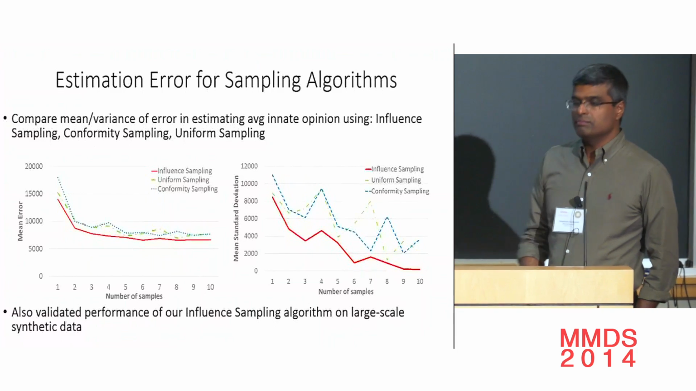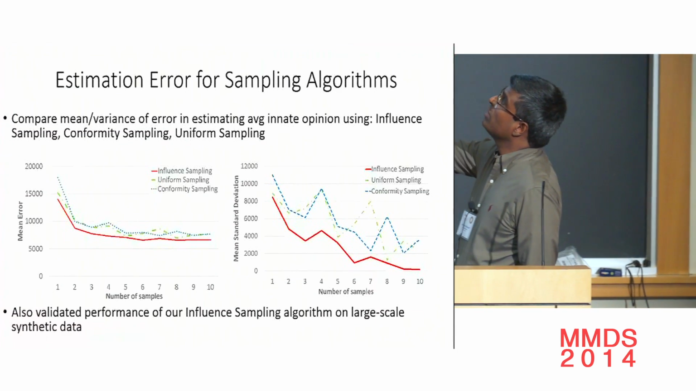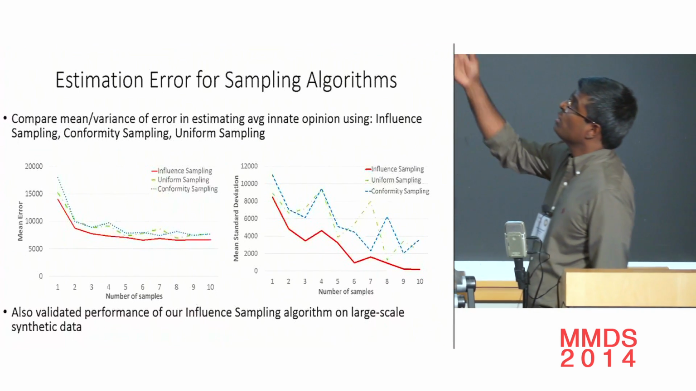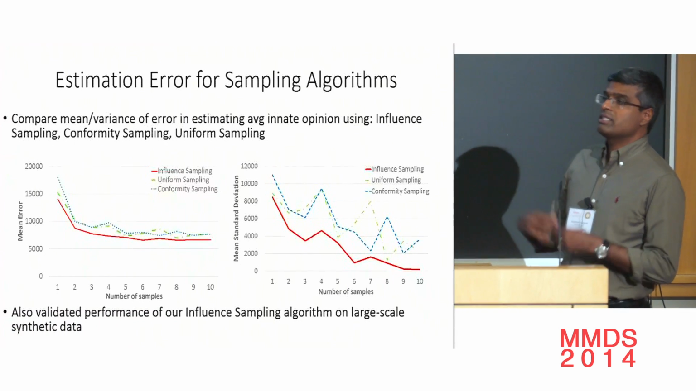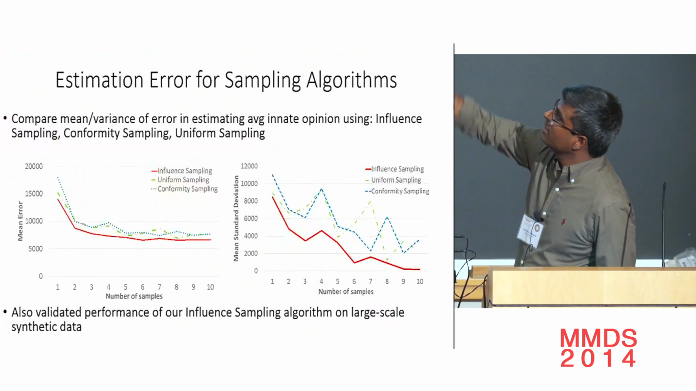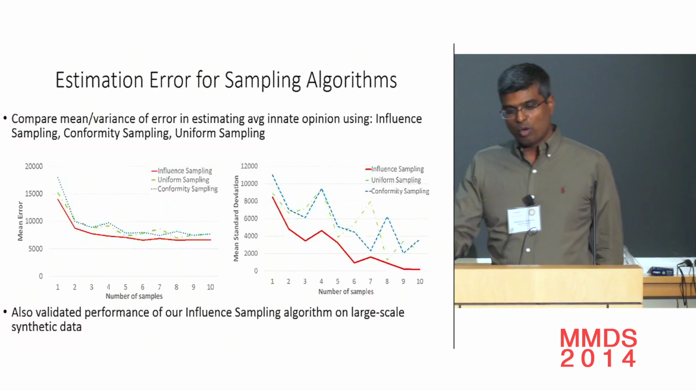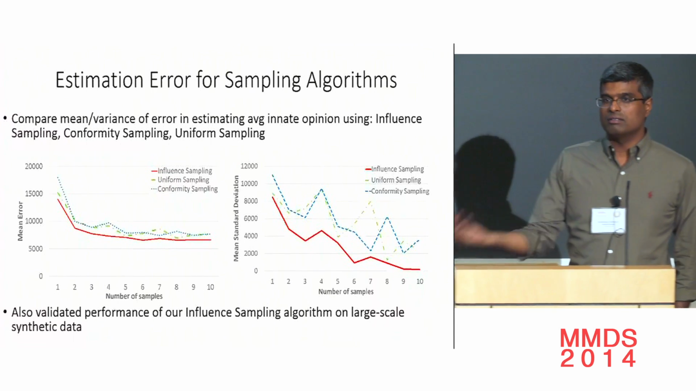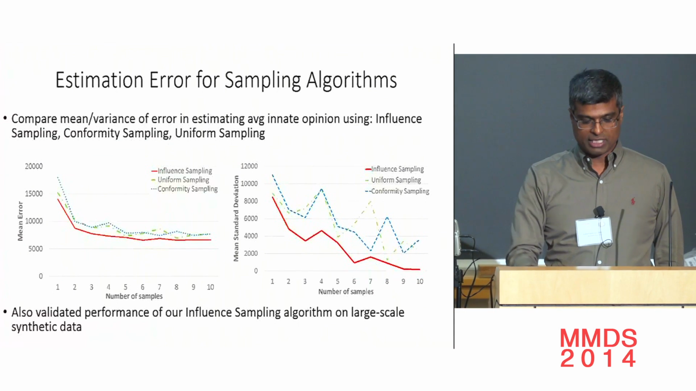And then, of course, what the slide is telling us is that if you do influence sampling according to our algorithm, we actually reduce the variance in the answer as well as the actual error itself. I think the y-axis there is the actual error itself. We can normalize that and could have presented it in a slightly different way. But we show that we can estimate it much better than uniform random sampling or even conformity sampling.